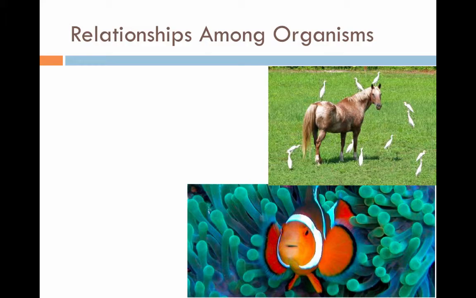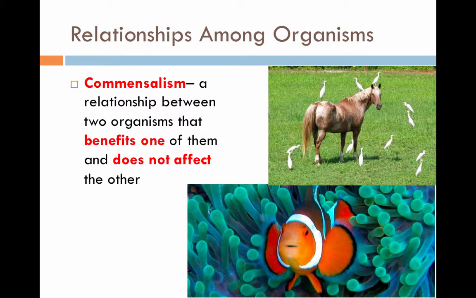If two organisms live and work together and one of the organisms is benefited and the other is not affected, this is called commensalism. For example, the birds are resting on the horse, and the horse is not helped nor harmed by the birds. The clownfish lives in the sea anemone and uses it for protection from the other fish. But the sea anemone is not helped nor harmed. It just doesn't care. Therefore, this is an example of commensalism.